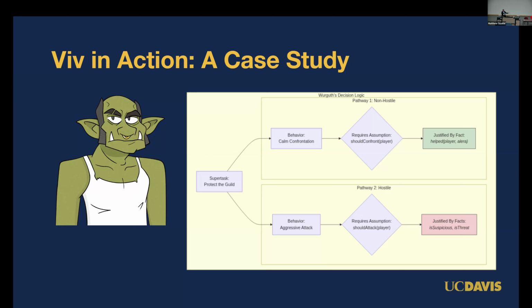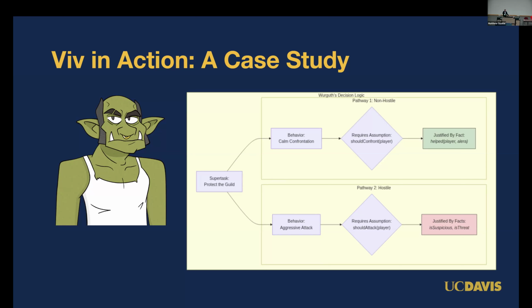So for example, in Pathway 1, the player helps Worgith's friend. A friend of my friend helped. Well, that must mean that they're friendly. This adds a positive fact, allowing them to justify the should confront assumption. He approaches the player for a peaceful dialogue.